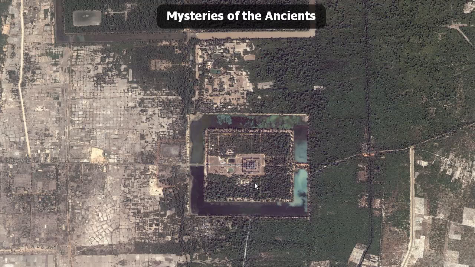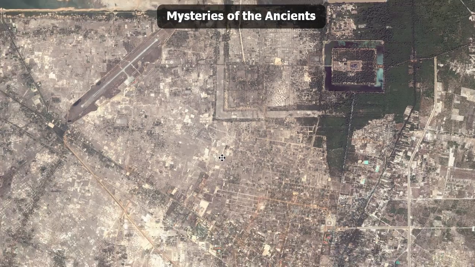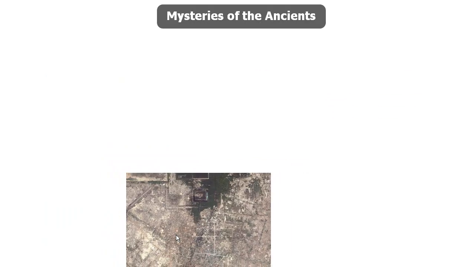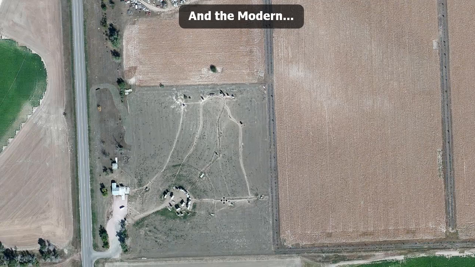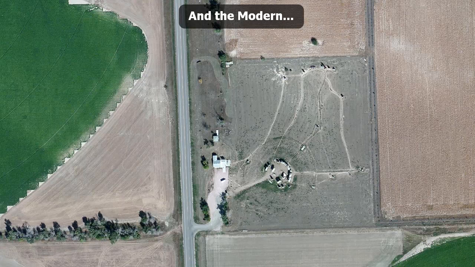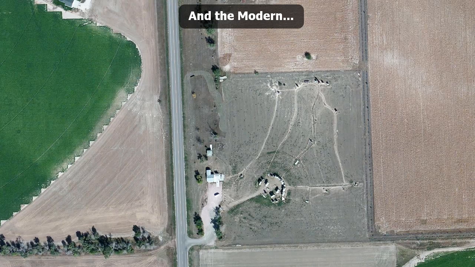Mysteries of the Ancients. Here's Angkor Wat. Fascinating. But look at this big urban area right here, right adjacent to it. And here's a modern place of art. This is Carhenge in Valentine, Nebraska. Well, in Alliance, Nebraska is where it is. So a bunch of cars stuck in the ground to emulate Stonehenge, all spray painted.